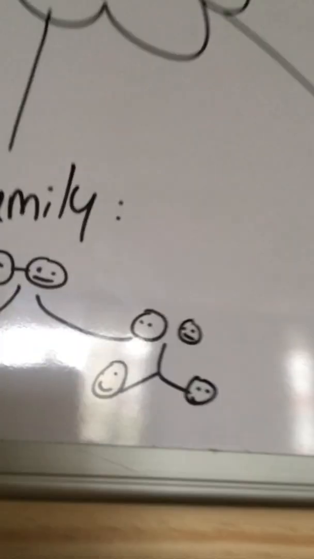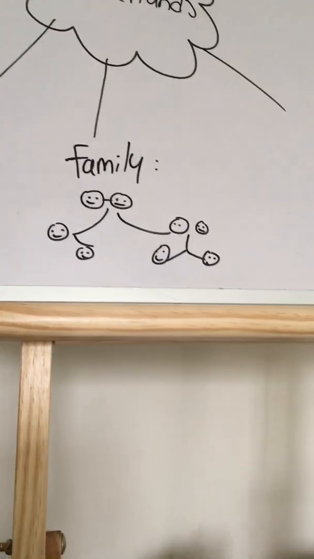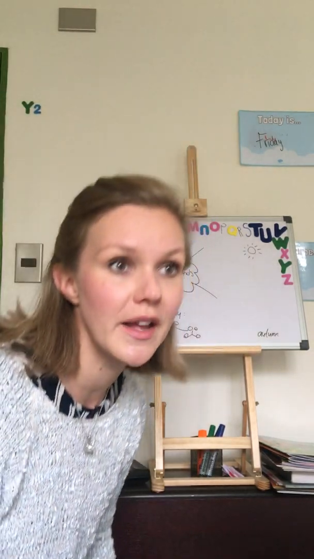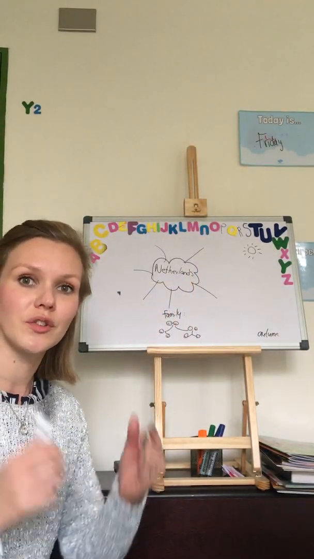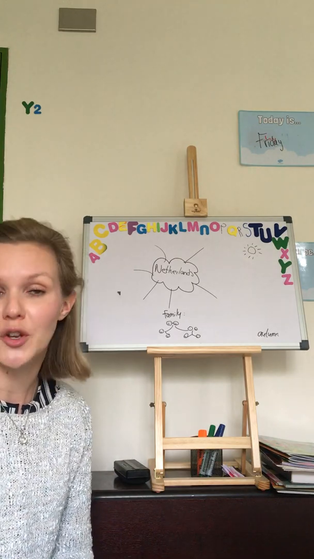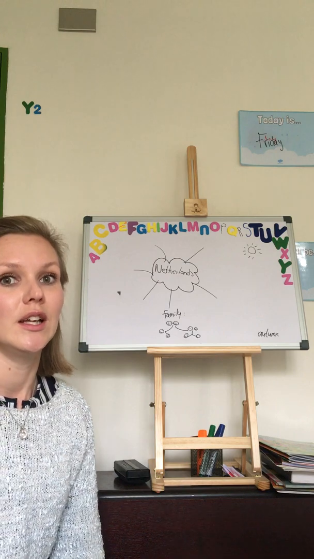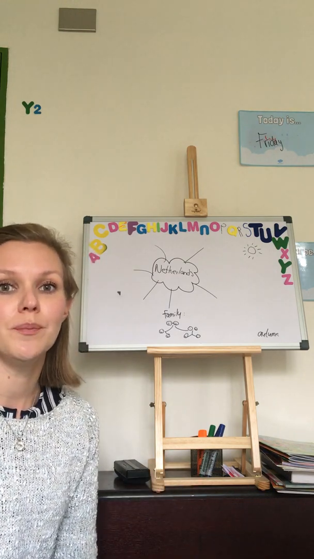But look, I'm going to do it like this because it is my mind map, so I can make it how I want it. So the members of my family. And you're going to do that for your own family, yeah? Okay, apart from that, I want you to think about what is important in your country. What is, for example, the food that you eat in your country? What is the language that you speak in your country? Where do people live in your country?